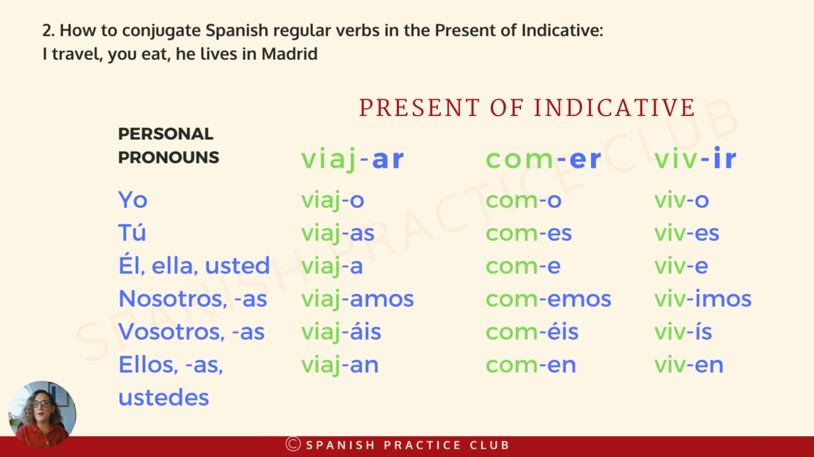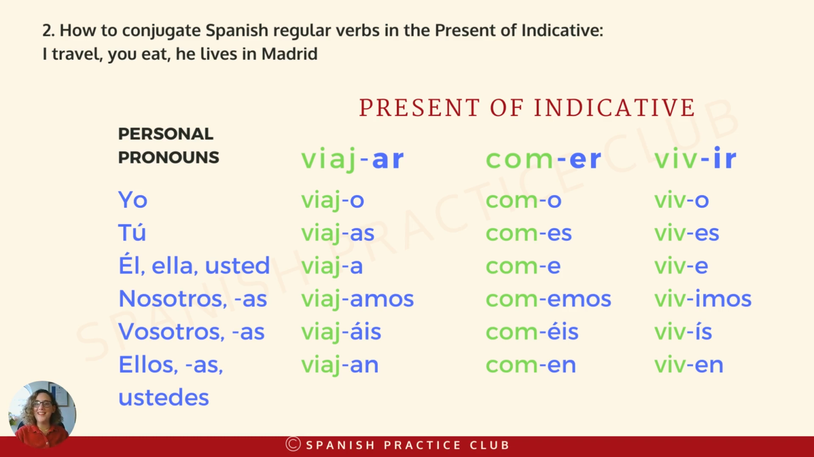Let's have a look at the ending of the second person of the singular. Tú viajas. So you need to drop again the AR and add AS. So you travel, tú viajas. You talk, tú hablas. You sing, tú cantas. And you work, tú trabajas. So it's as simple as that.